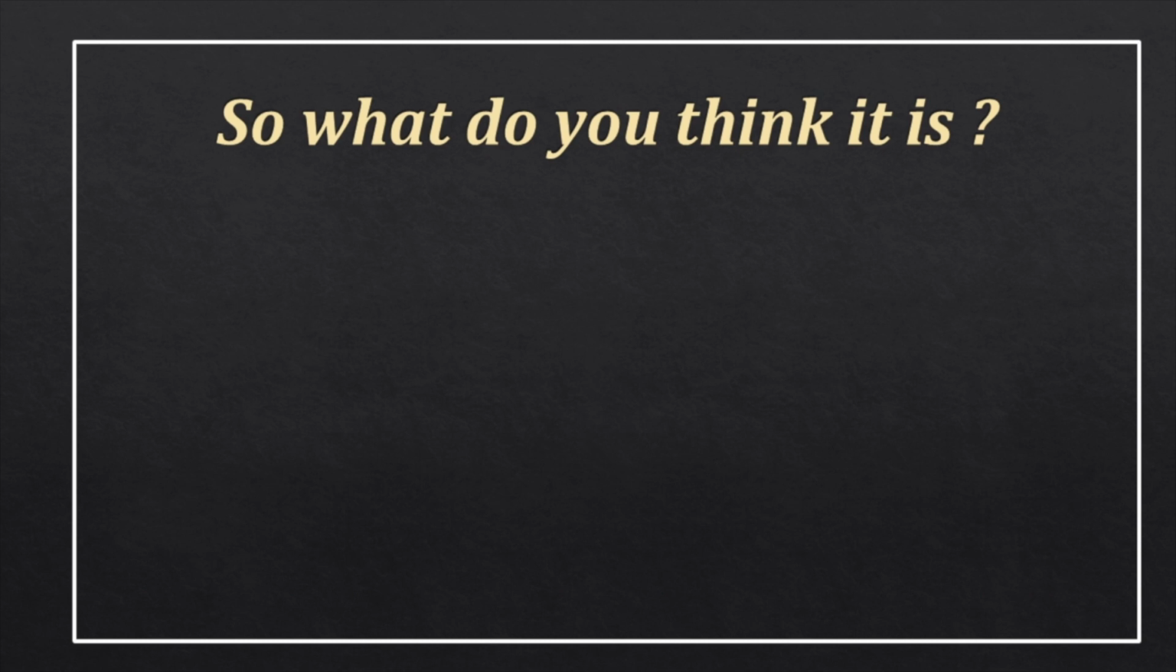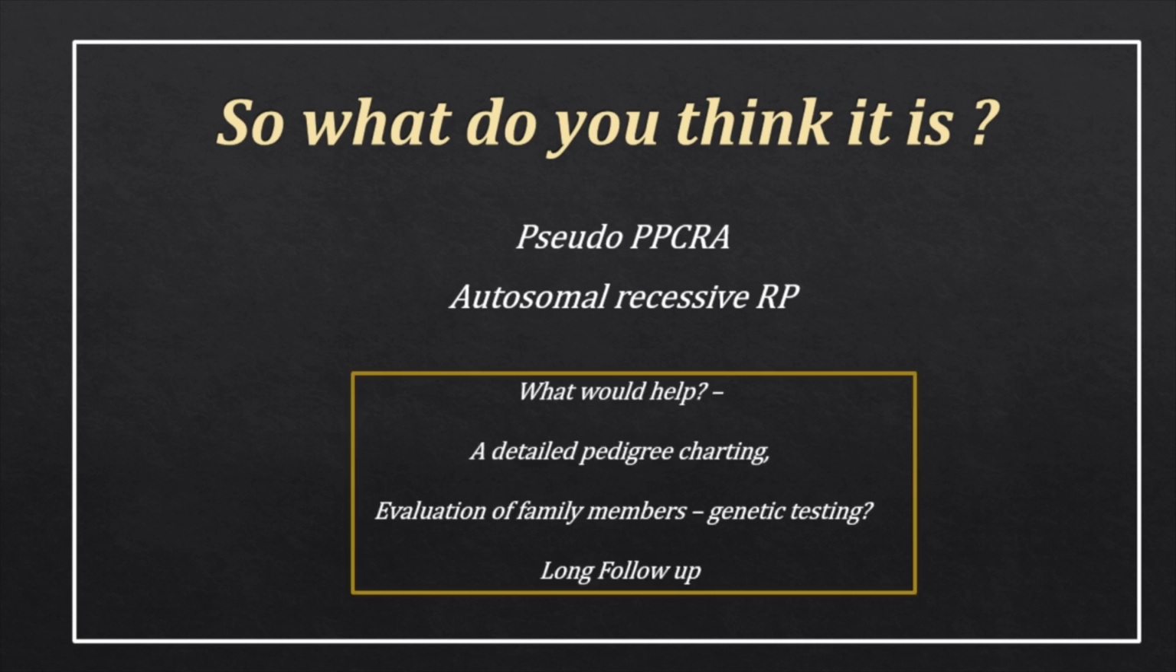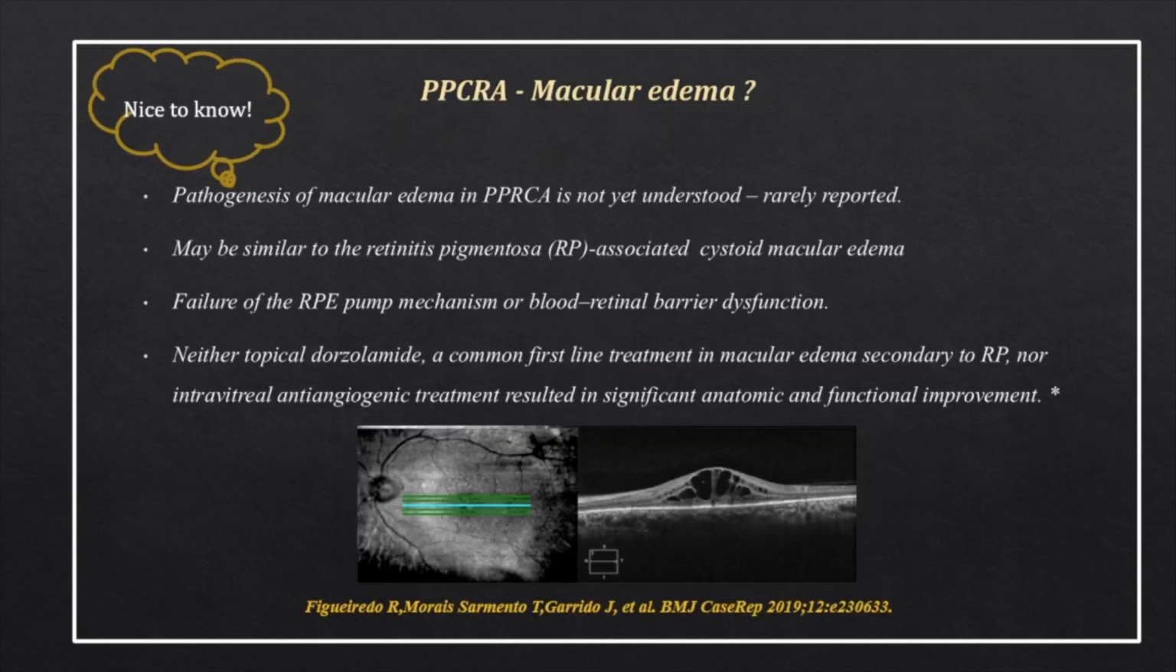So coming to what we think it could be, either a pseudo PPCRA, as I described, which precedes with an inflammation or an infectious event, or it could be an autosomal recessive RP. So what would we do to get more information? A detailed pedigree charting would help. Evaluation of the family members and genetic testing of them would help, and a long follow-up, as Sir has told.